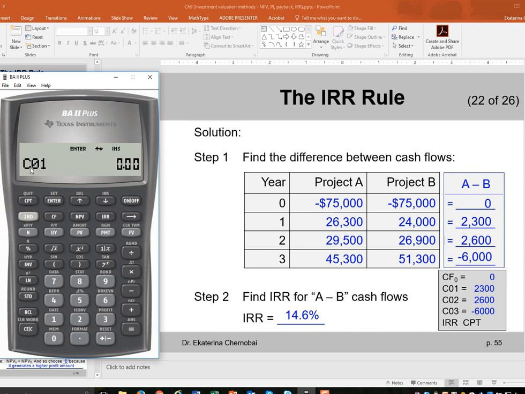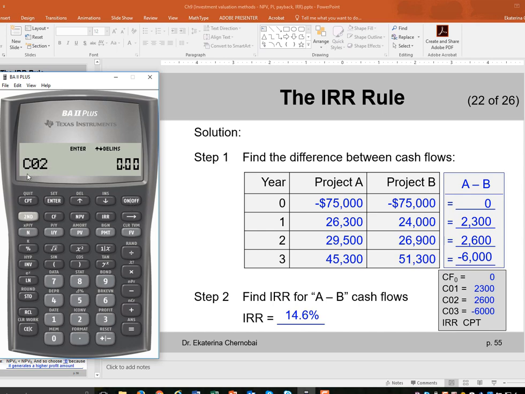Cash flow 01. That's the first cash flow in the future. For that, we want to enter 2,300, the difference between A and B cash flows for that year. So I put 2,300. I save it by pressing enter. I press the down arrow key. The frequency should be kept at 1, which is the default, because we only have 2,300 once. So press the down arrow key once again.